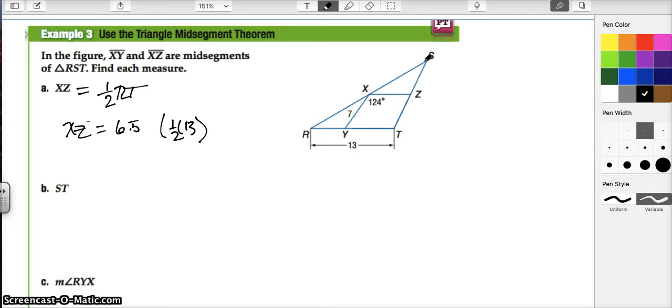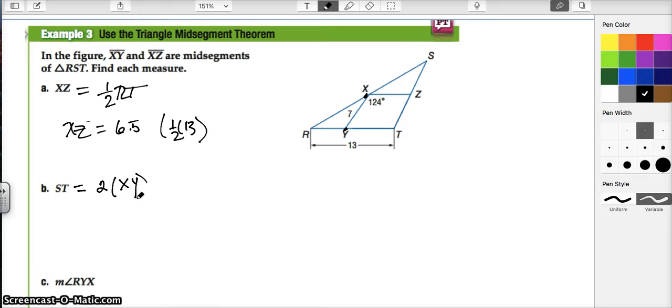Let's check out ST. ST is this segment here. It is one side of the triangle. If you notice, we can look at this segment here, XY. That's the midsegment. It's parallel to ST, and it's also half the length of ST. So ST has to be twice that. This is all from the theorem we just talked about.